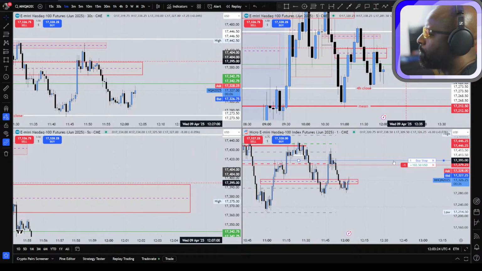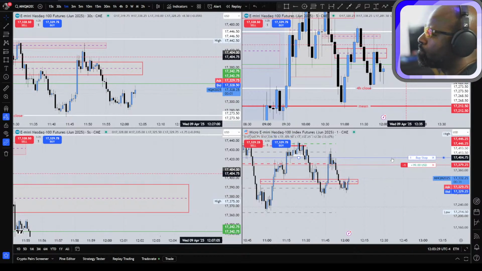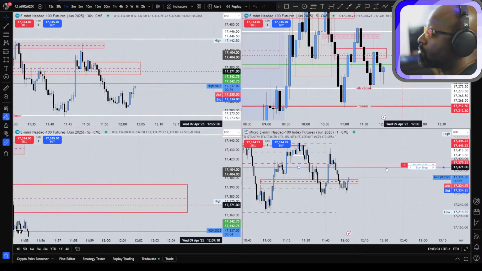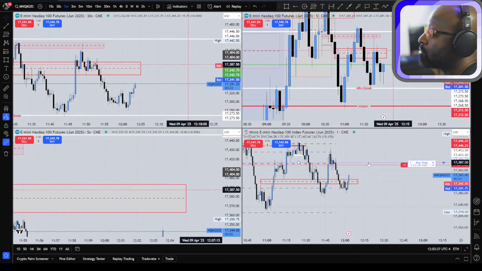Let me reduce my drawdown here, reduce my stop loss. Should I move it to just below break even or just right here? Just below or just above?